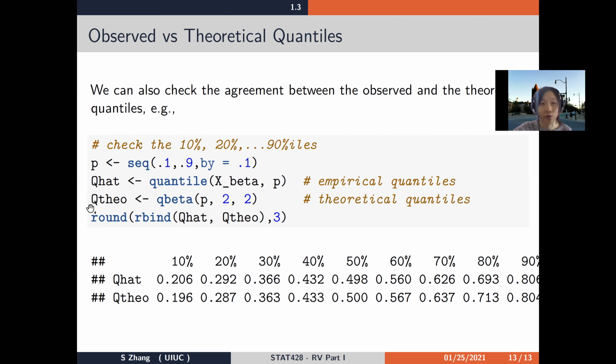We can also get the theoretical quantiles for the beta distribution, and this can be obtained using the qbeta function, q standing for quantiles. We plug in the P's again, telling R what are the percentiles we want to look at, and the parameters for the beta distribution. So a and b are both equal to 2. So let's check the agreement between these two. Here's the printed outcomes for Q hat and Q theo. We can see that they agree to a large extent, which means that looking at the theoretical and the observed quantiles, it seems that the x betas that we have drawn using acceptance rejection sampling indeed follow the beta 2 distribution.